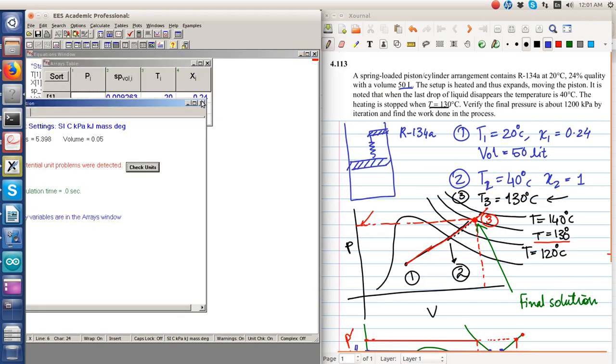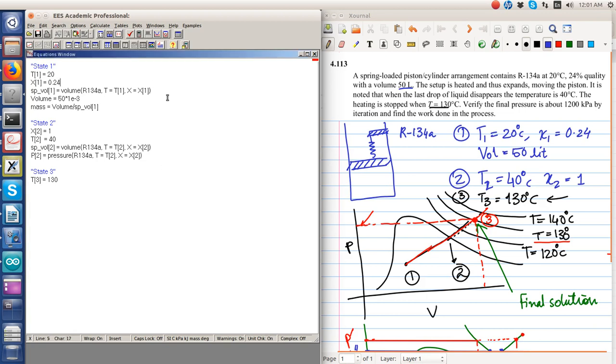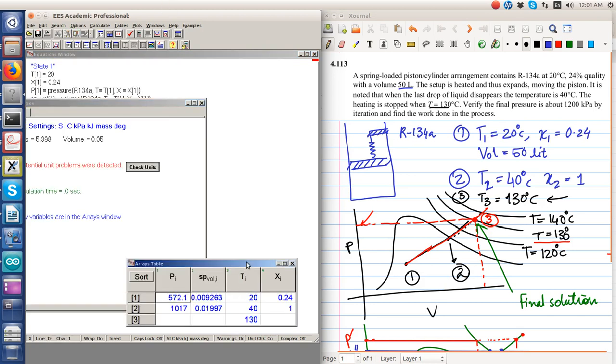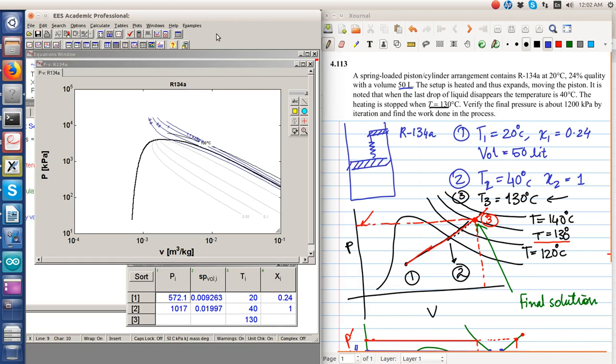let's just see where the different points are. Okay, before we proceed any further, we must know what the initial pressure is. So that's a very simple step. P at 1 is equal to pressure of R134A, T equal to T1, X equal to X1. We are just finding out the pressures in order to have a look into how the process actually looks. So we go to plot, property plot, R134A, we go to PV and we include a line of 130 degrees. Okay, very good. Okay, here is the plot.